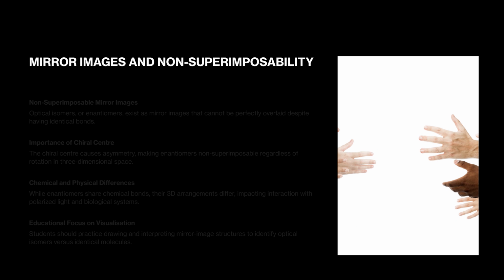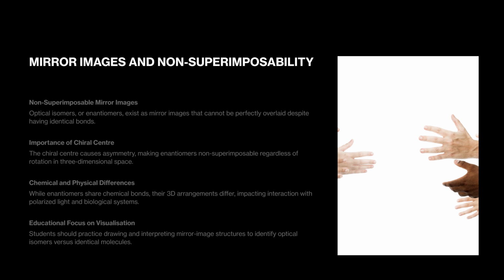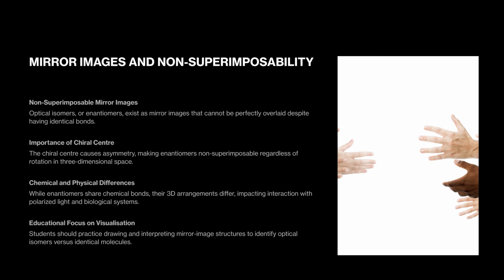A defining feature of optical isomers is that they exist as non-superimposable mirror images, known as enantiomers. This concept is often compared to human hands, which are mirror images of each other but cannot be perfectly overlaid. In chemistry, two enantiomers have identical chemical properties in most reactions because they have the same bonds and functional groups. However, their three-dimensional arrangements differ, leading to different interactions with plane polarized light and biological systems.